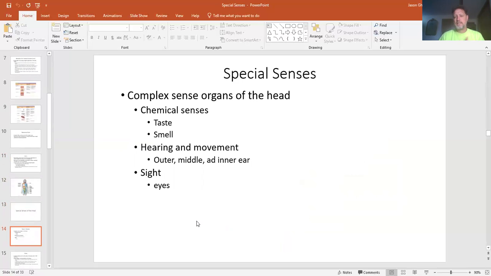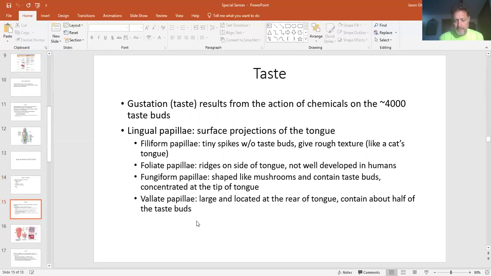All right, special senses. These are pretty much all located in our head, close to our brain. Our chemical ones are taste and smell. We have hearing and movement with our ears, and sight with our eyes. Start with our taste. There's approximately 4,000 taste buds on your tongue. And these get broken down into different types and different regions. So we have the filiform papillae, little bumps on the tongue, gives it the texture of it. You think of a cat, or you have a cat that's never licked you. And these are not taste buds, though. Okay, these are just friction for controlling what you're eating.